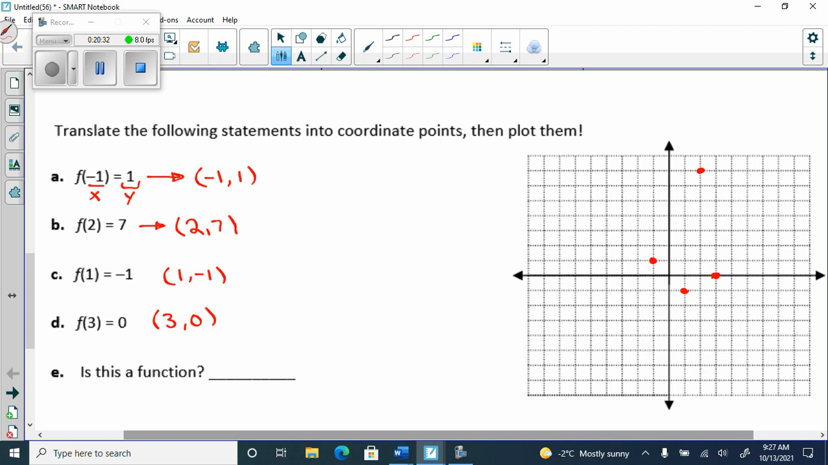So for this x, negative 1, I have one y. For 1, I have one y. For 2, I have one y. For 3, I have one y. So if I drew vertical lines through each of these coordinates, it would only pass through once. Therefore, it passes the vertical line test. And so, yes, this is a function. Now we're going to flip.